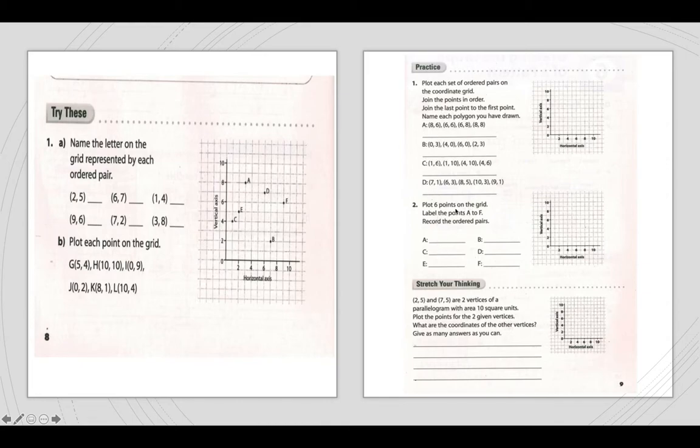And then 2, so this one is just a wild open choice for you. You get to plot whatever you want. You could even make a symbol or something, whatever you want. And then you have to record the ordered pairs that you created. Stretch your thinking is optional, but it's excellent for your brain. It's a bit of a challenge.